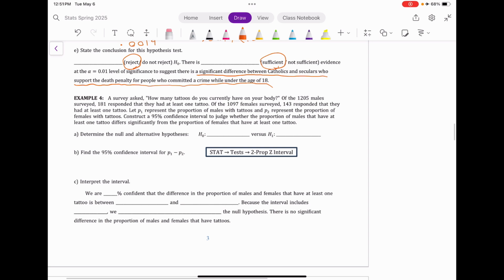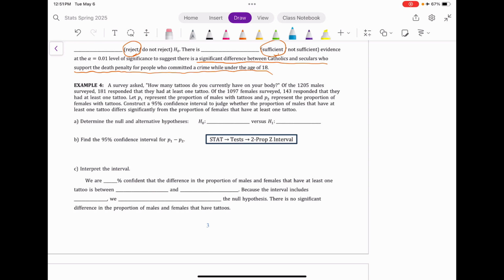All right, so we can also conduct a confidence interval test between 2 population proportions to determine if there's a significant difference in said proportions. So on this example, we're trying to compare males to females. We're going to construct a 95% confidence interval to judge whether the proportion of males that have at least one tattoo differs significantly from the proportion of females that have at least one tattoo.